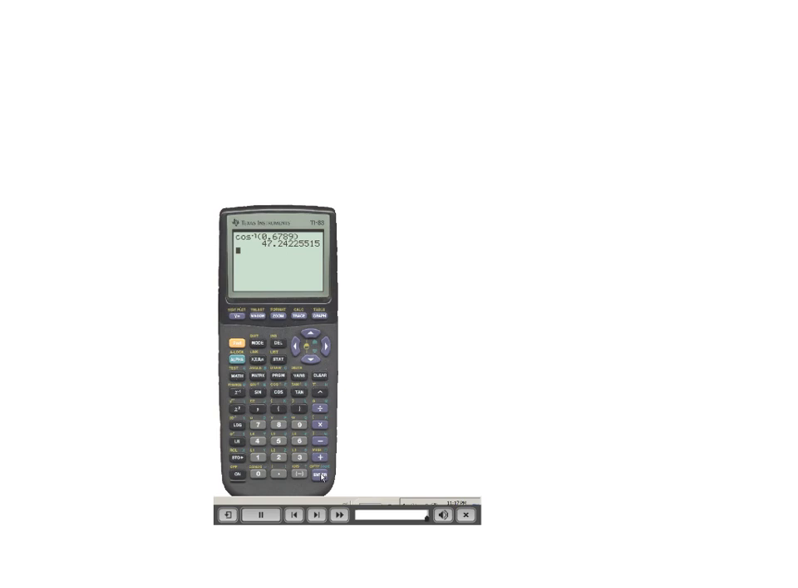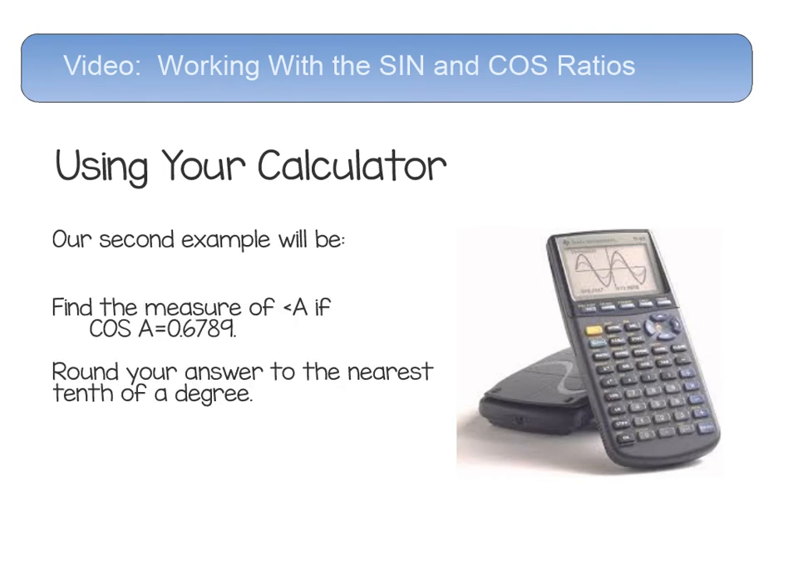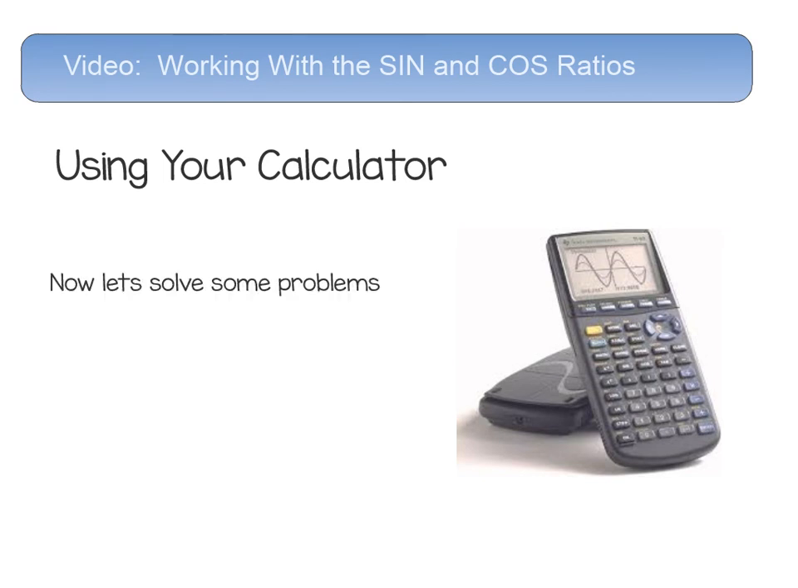Remember, inverse function. Now, the answer for our second example, find the measure of angle A if cos A is 0.6789. The answer, rounded to the tenth of a degree, is 47.2. Now, let's solve some problems.